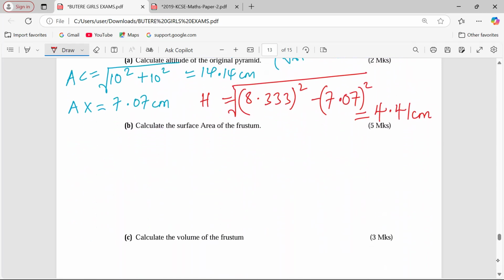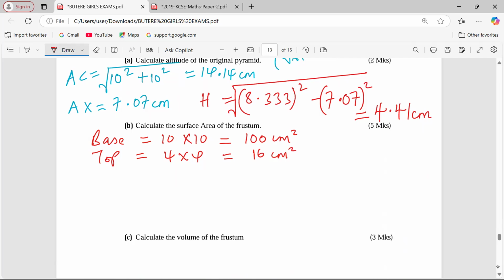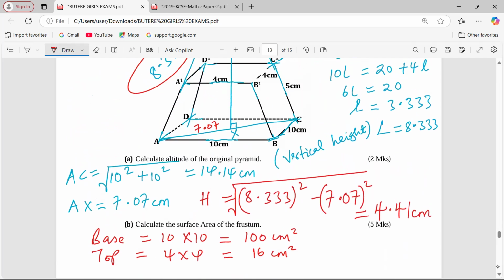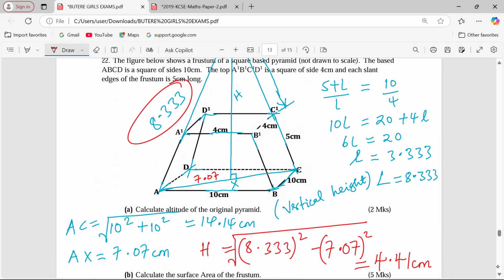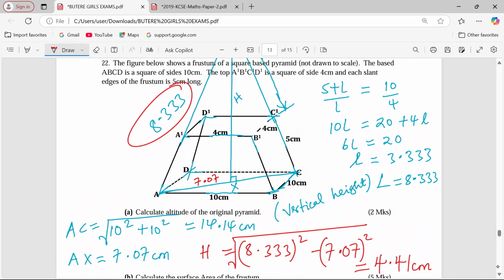So the base is 10 by 10, giving us 100 square centimeters. The top is 4 by 4. This is giving us exactly 16 square centimeters. Then the slanting faces, which are equal, we get their area. Area of the slanting edges.